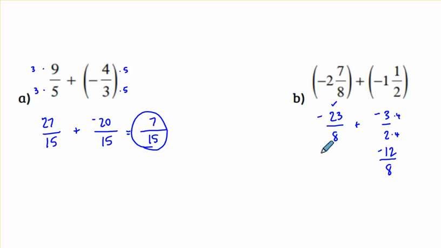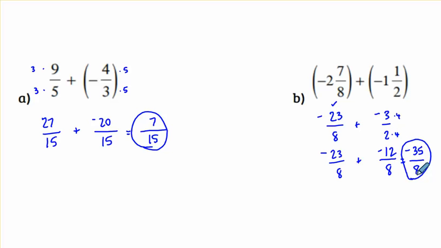And then we'll just bring down that first fraction of negative 23/8. And when we add these together, the denominator always stays exactly the same. And we're going to add these since the signs are the same. 23 and 12 make 35, and it keeps the same sign. So our answer here would be negative 35/8.